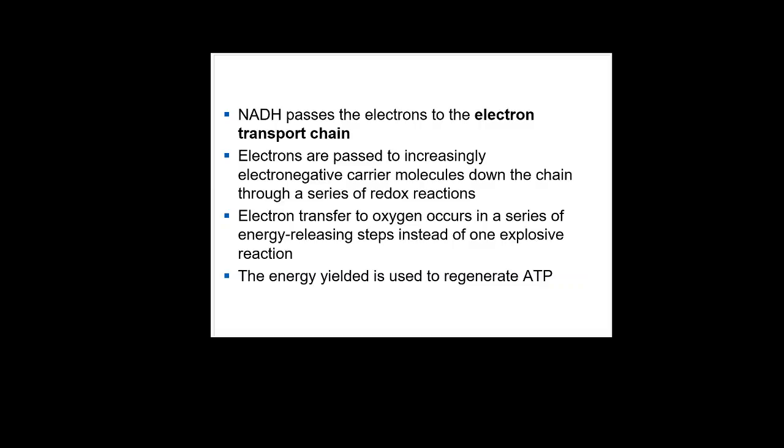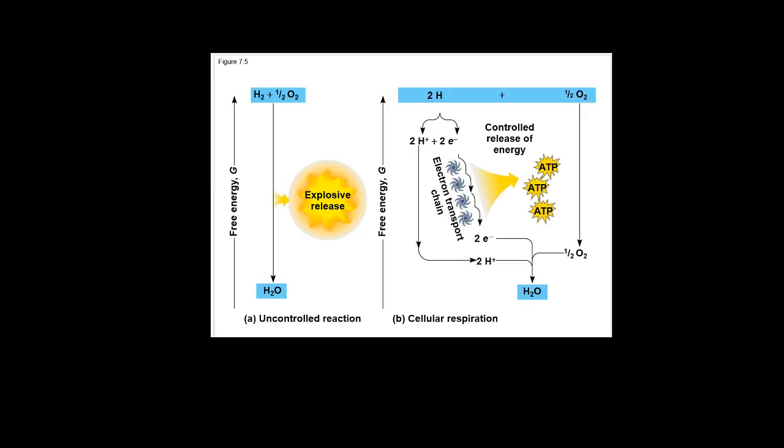So NADH passes the electrons to the electron transport chain, which is a sequence of electron carrier molecules that shuttle electrons down a series of redox reactions that release energy used to make ATP. Basically, everything about this chapter is how you make ATP. This shows that if there are no steps, it's just an explosive release, and you can't control that energy. But in cellular respiration, there are a series of steps that allow you to use the ATP productively.